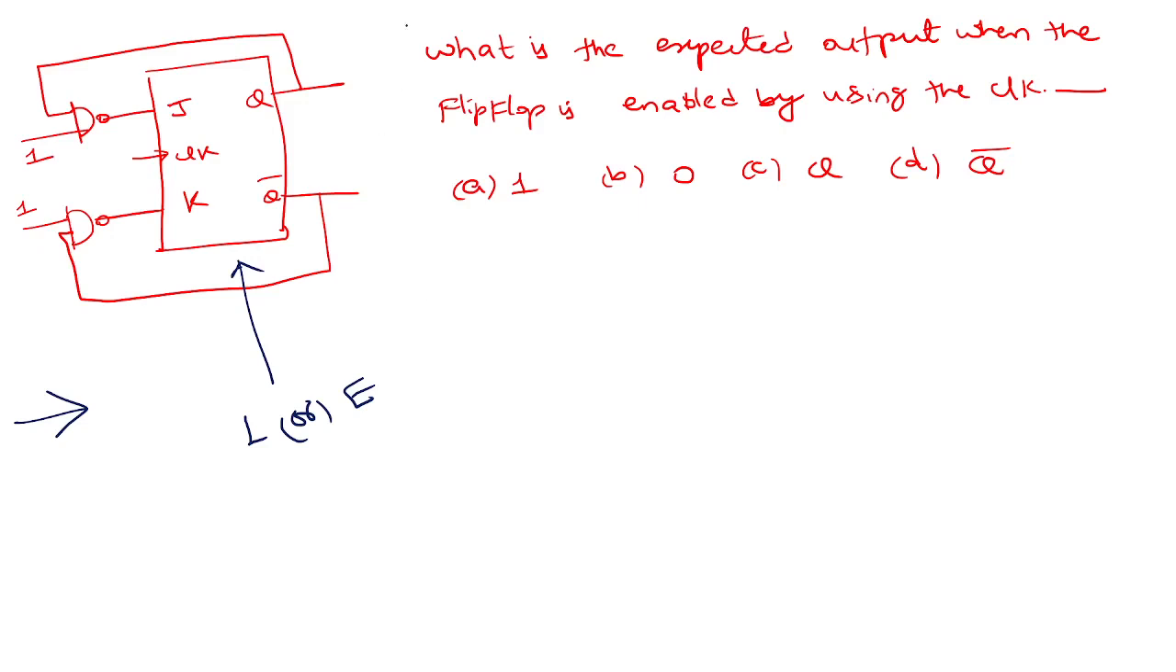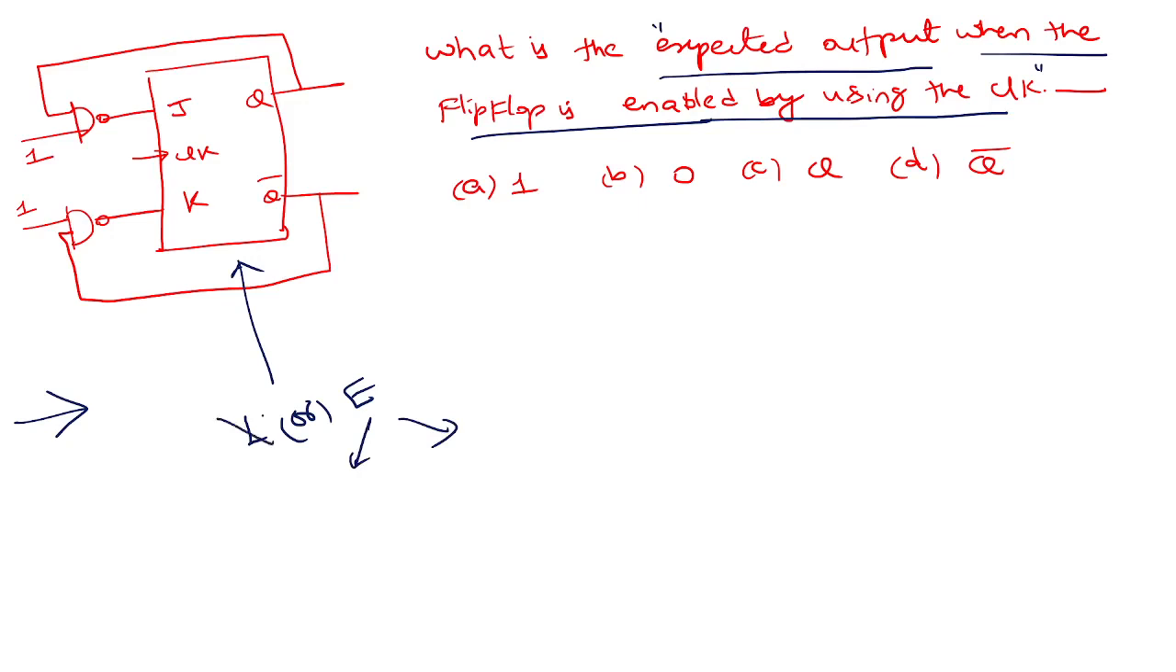Okay, now you solve this problem. Anyway, you identified it. I strategically wrote all these problems sequentially, one by one, because I want to clear the basics first, then we go into the problems. So what is the expected output when the flip-flop is enabled by using a clock? They are already telling us that the flip-flop is enabled by a clock, so you don't need to worry whether it is enabled or not. Now it is edge sensitive. Which edge is it, positive edge or negative edge? PRN.